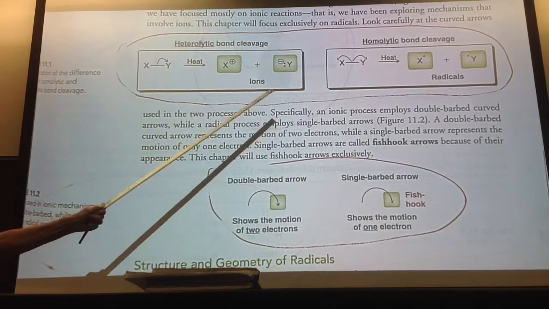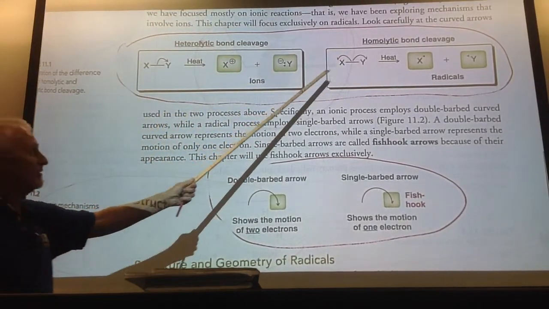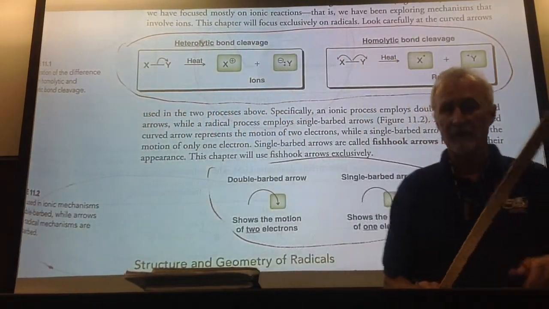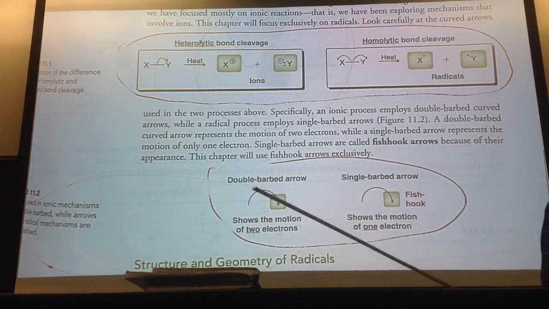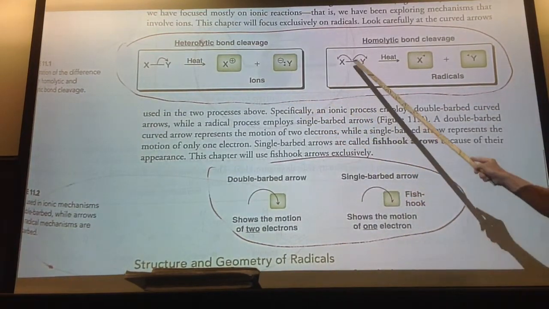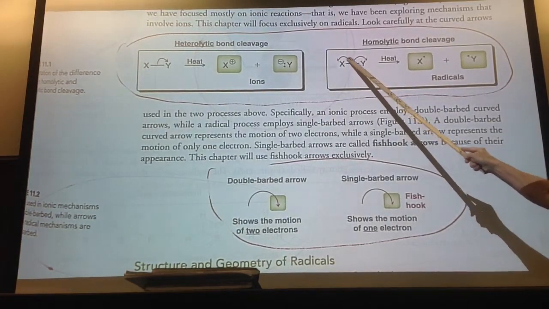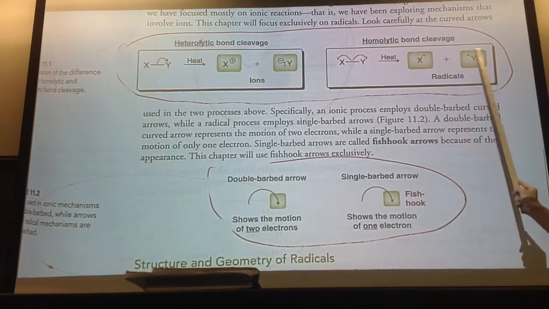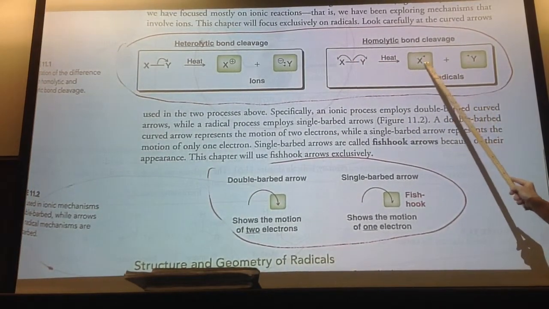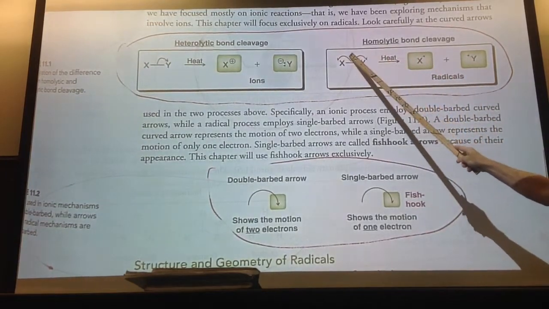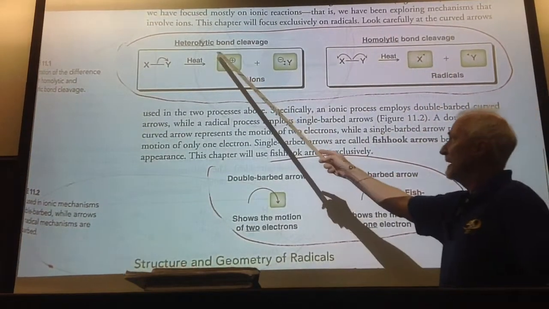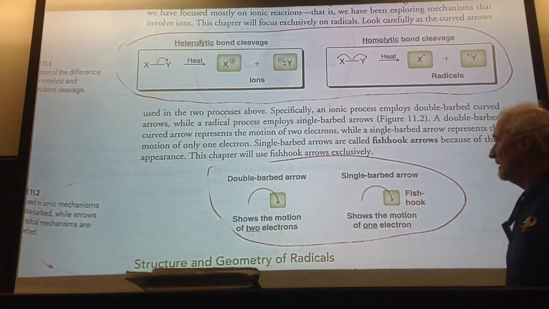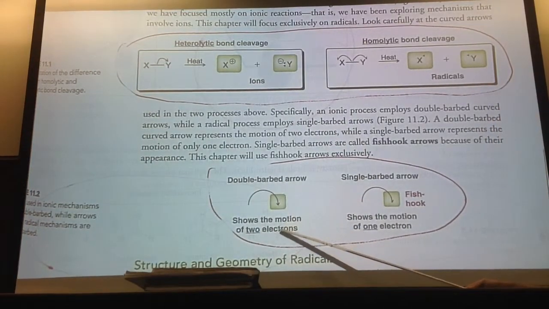In this chapter, you're going to have fishhook arrows, as they also call them. One electron moves, for single electrons, not pairs of electrons. So this bond represents 2 electrons, one can go on here, one can go on here. Since each atom gets one electron and you have no charges, they call this homolytic because they both look the same. And this is called heterolytic because one has a positive charge and the other has a negative charge.